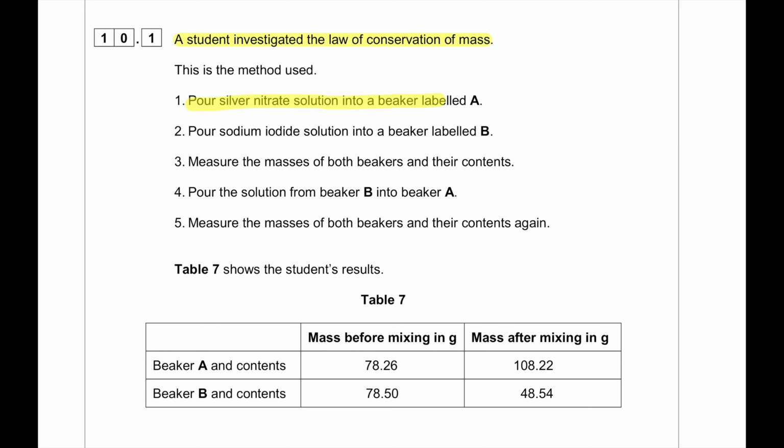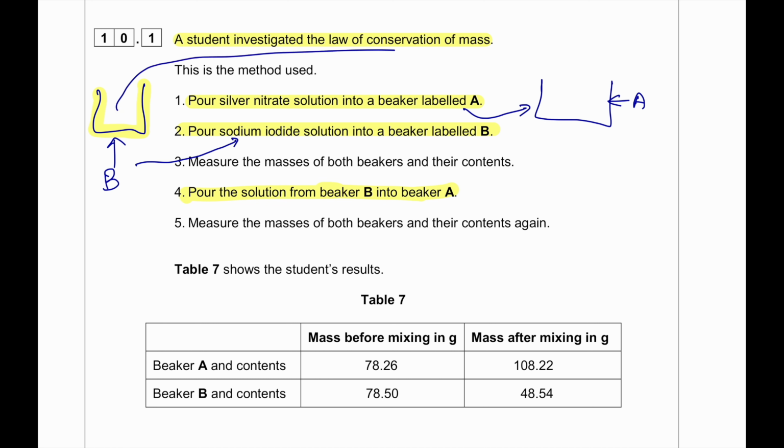Pour silver nitrate solution into beaker labeled A. So the student is pouring it in a beaker labeled A. Pour sodium iodide solution into beaker labeled B. So in a different beaker, we have sodium iodide, and we have silver nitrate in this beaker. Measure the masses of both beakers and their contents. Pour the solution from beaker B into beaker A, meaning that we're mixing it together. Measure the masses of both beakers and their contents again.